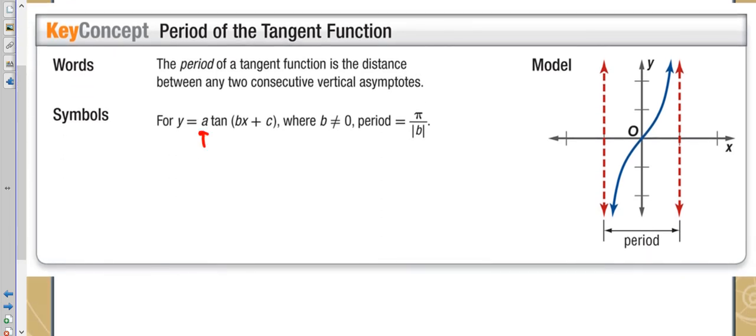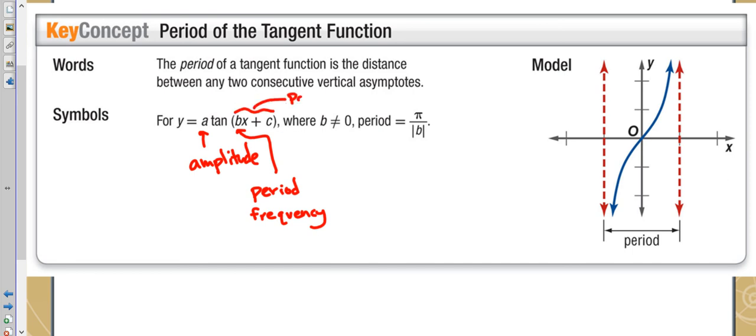Remember, this is amplitude. The b could be used to find two different things. It could be used to find, well, technically 3. We could say the frequency, and not only the frequency, the period. So period was first, so I'll write that first. Period and frequency is what we could use to find that. The b and the c together we use to find the phase shift.